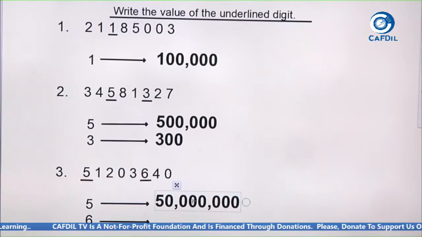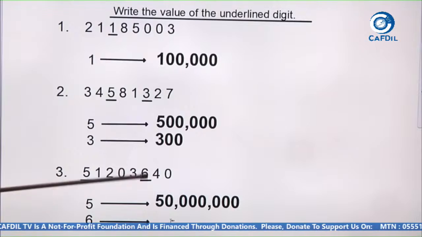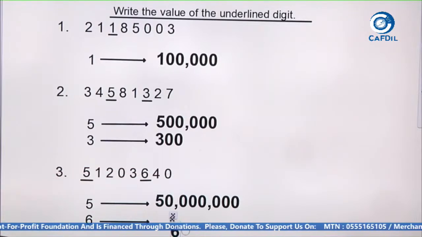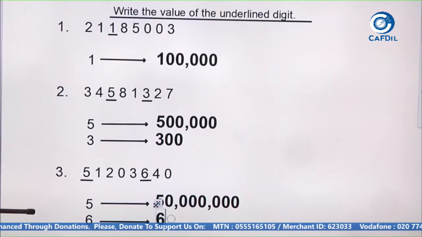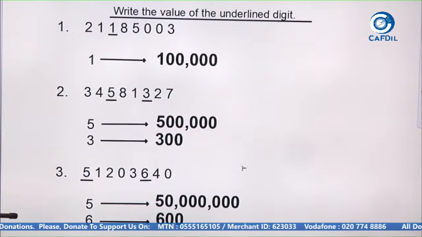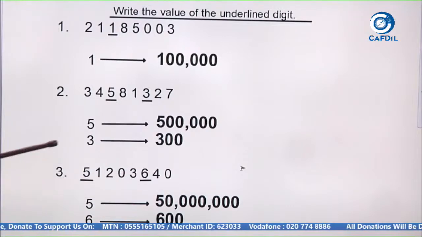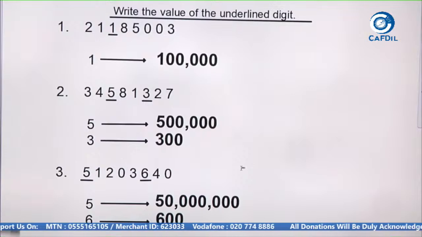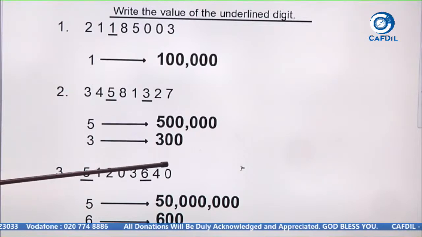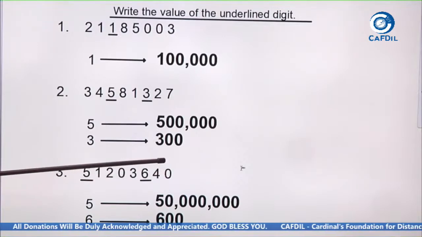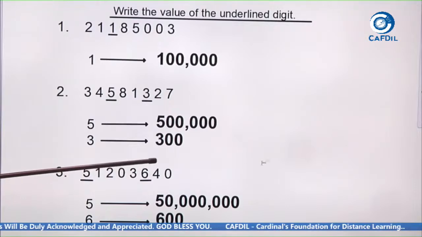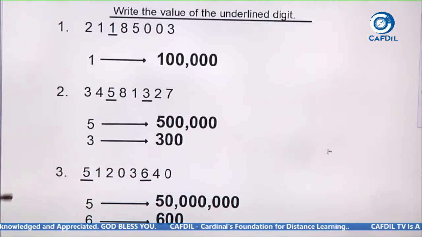Now let's look at that of the 6. Write the 6 and then assume the rest of the digits to be zeros. So this will give us 600. So whenever you are asked to write the value of an underlined digit, just write the places on top, the value. So here we have the ones, tens, hundreds, thousands, and so on and so forth.